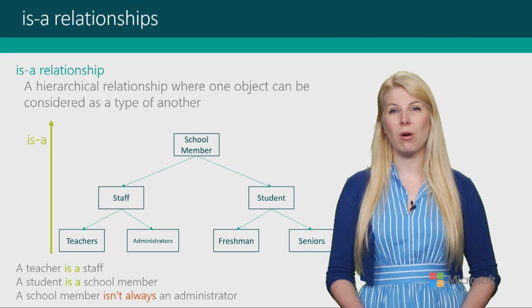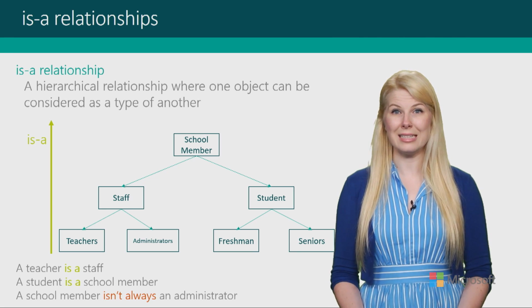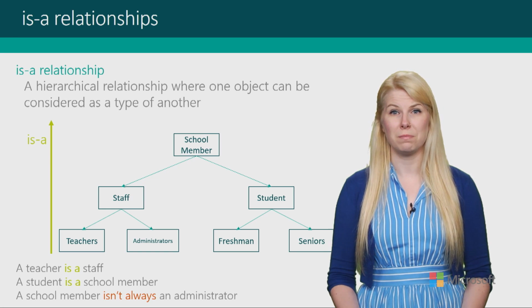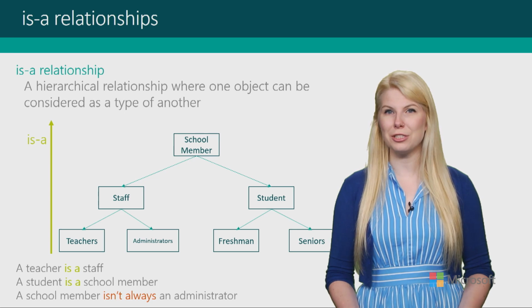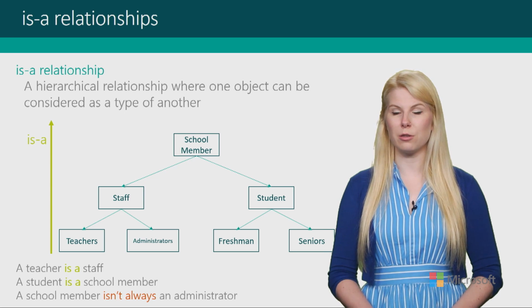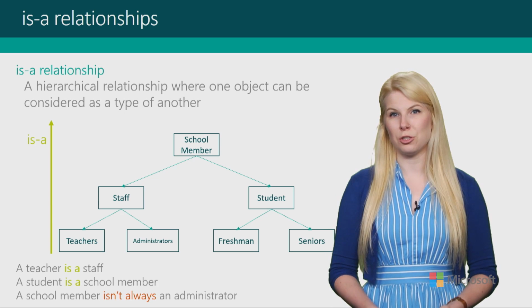However, you don't go down the tree with is-a relationships. For example, a school member isn't necessarily always an administrator. Sometimes it is, but you wouldn't define that relationship as an is-a relationship because a school member could also be a freshman or they could be a teacher. It only works up the tree.